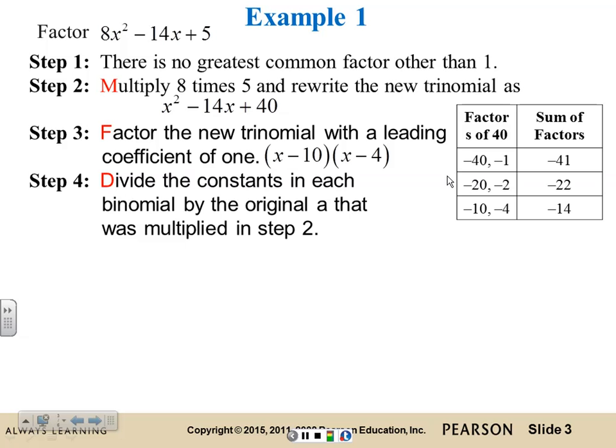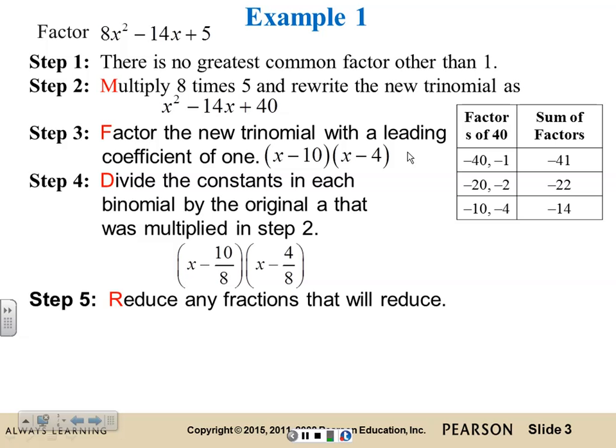And then we're going to divide the constants in each binomial by the original A that was multiplied in step 2. So here is our newly factored trinomial where the leading coefficient is 1. But remember, to get here, we had to multiply 8 times 5. So we're going to have to fix that by dividing the 8 back out. We're going to divide the negative 10 by 8 and the negative 4 by 8. So we'll have x minus 10/8 and then x minus 4/8.